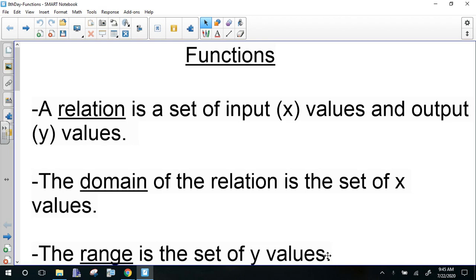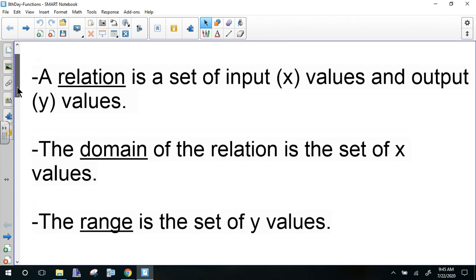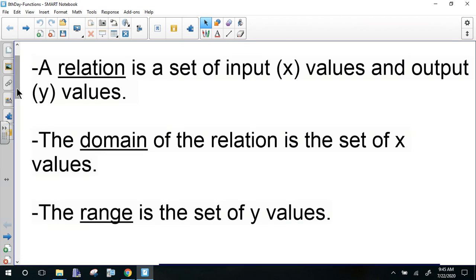And a relation is a set of x and y values. X's are called the inputs, y's are called the output. So, a couple of definitions to begin with here. You can also know that the set of x values is known as the domain, and the set of y values is known as the range. So, we're going to be using these throughout the first unit.